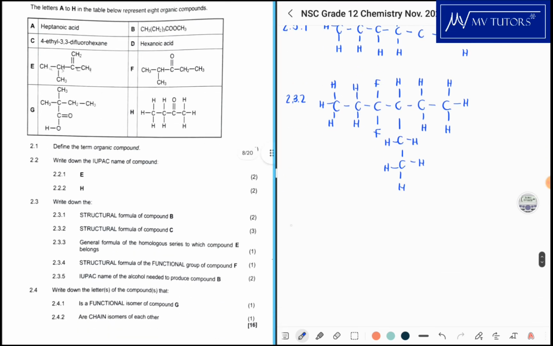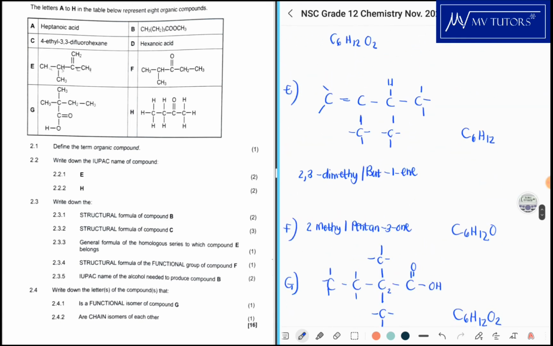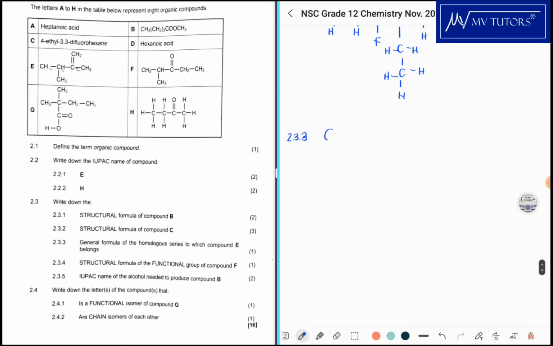And now 2.3.3. It says, write down the general formula of the homologous series to which compound E belongs. So compound E, what did we say about it? It's an alkene, all right? And we need to put the general formula for the homologous series. So for an alkene, it's CnH2n, all right? And then now we go to 2.3.4.